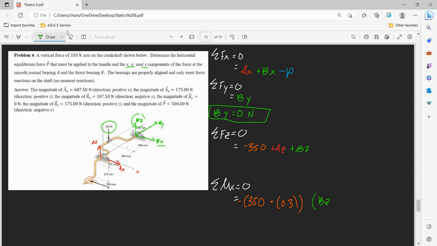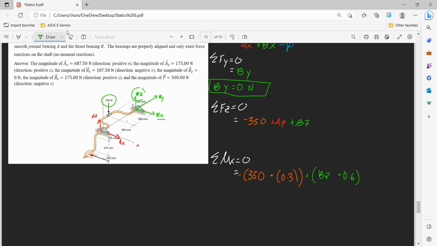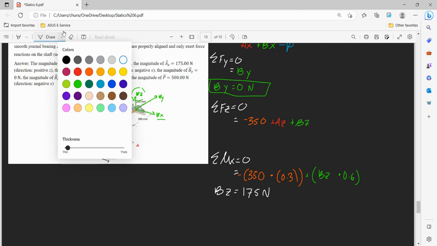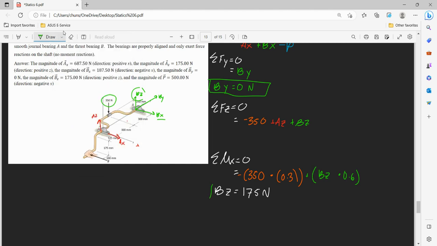And we want our Y distance, so this is 0.6. And this is in our positive X direction. Okay, so let's solve for BZ while we're here. BZ equals 350 times 0.3 divided by 0.6, and this is positive 175 newtons. So that is 2 of our answers down now.